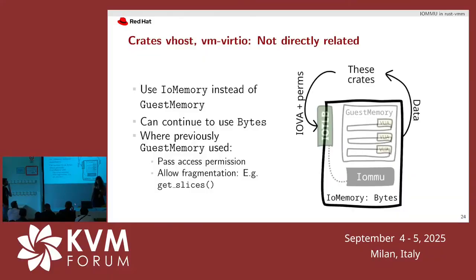So such users that need to switch over are, for example, the vhost and all the VM virtio crates. They don't need to implement anything new, really, but they will need to switch away from guest memory to IO memory. And in every single place where they use the bytes trait to access memory, they can continue to remain completely SDR, which is great because those are a lot of places. Only in a few places where they use the guest memory interface directly do they need to be changed, as we've seen. They need to pass the access mode, and they need to deal with memory fragmentation.